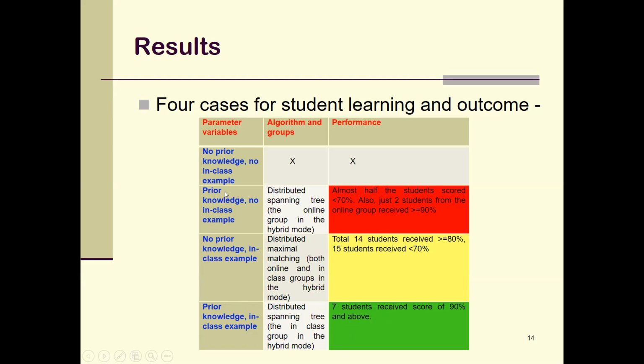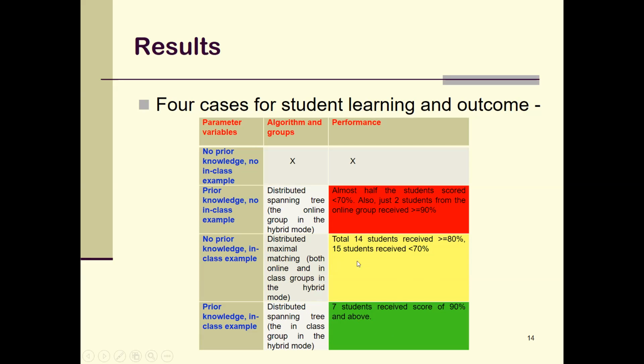who did the best. Now at the other end are those where they have the prior knowledge, but there is still no in-class group, which is the distributed spanning tree online algorithm, I mean the online group in the hybrid mode. And there, as we see, almost half the students scored less than 70%. And just 2 of those 9 students who were not in class received that very good score. So this is obviously the group which did not do well at all. This is the worst among these 3 groups.